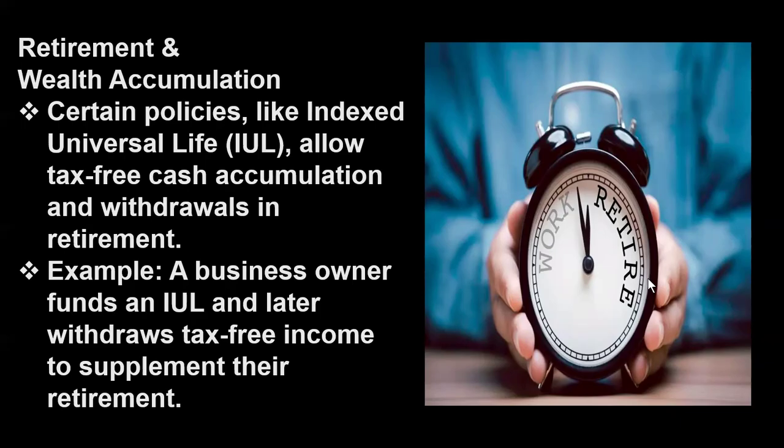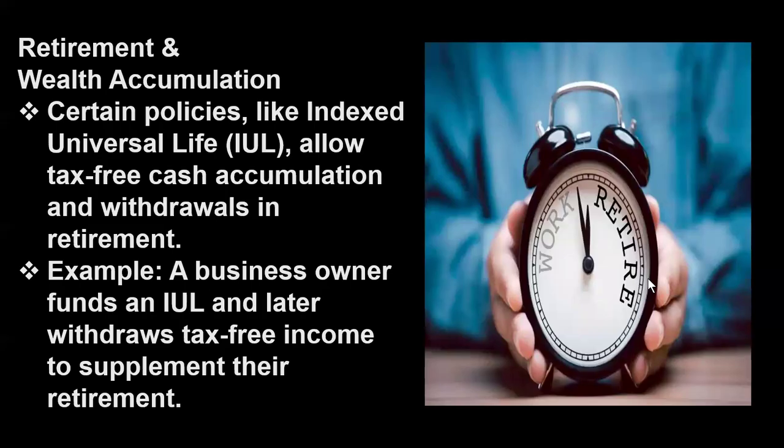So certain policies like Index Universal Life, or what we call IUL, allow tax-free cash accumulation, withdrawals, and retirement. This is the ability to take care of, once again, the slices of your retirement pie. And each one of those slices, does it have tax consequences? Does it have market risk? What does it look like? How much are our clients in control of their future, regardless of what macro tax or macroeconomic environments look like?